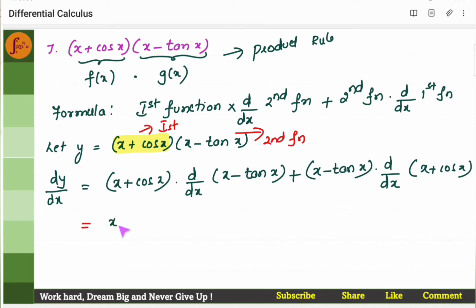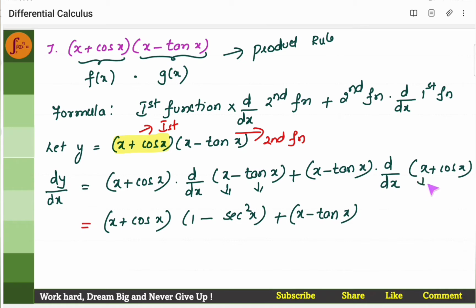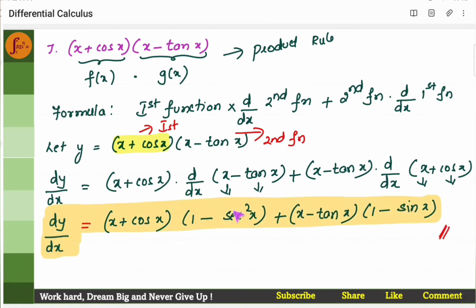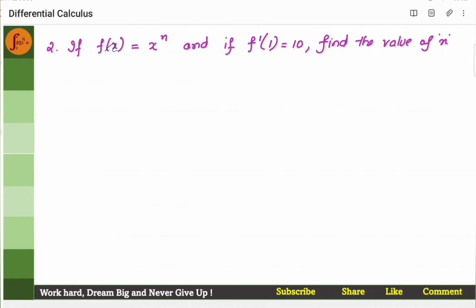So I'll get x plus cos x. I have to find derivative of this separately and of this separately. What is derivative of x? Derivative of x is 1. Derivative of tan x is secant square x. Plus x minus tan x. What is derivative of x? Again, this separately and this separately. Derivative of x is 1 plus cos x. Derivative of cos x is minus sin x. So we have found the derivative of this function. This is the derivative. Now let's solve this problem.